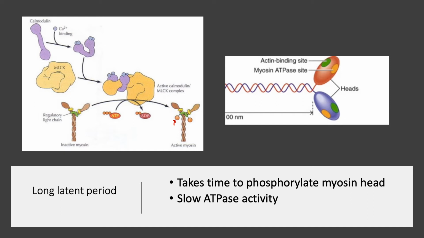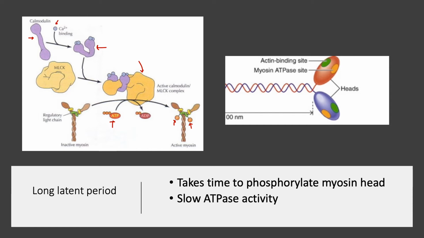So here perhaps we have a better depiction. Here we have our calmodulin, that protein that binds the incoming calcium. We form this calcium calmodulin complex, which then activates this myosin light chain kinase. This myosin light chain kinase then uses ATP to phosphorylate the myosin light chain on the myosin head. And all these events take time.